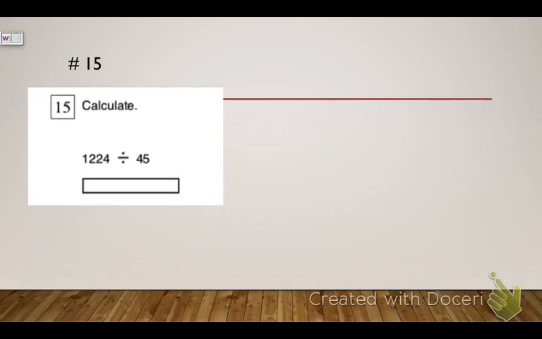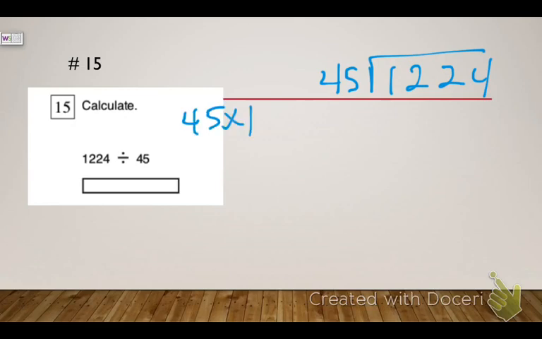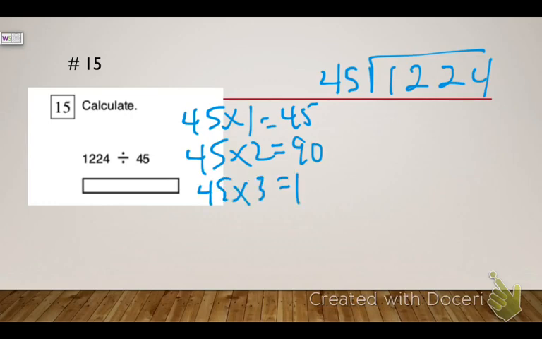Another one of those nice division problems that we have to do. 45 divided into 1224. Right? I know, kids, it's a long video. So we got 45 times 2, we got 90. Well, I think that 45 times 3 is 135, so that's too big, so we're going to go 2. That's a 90.